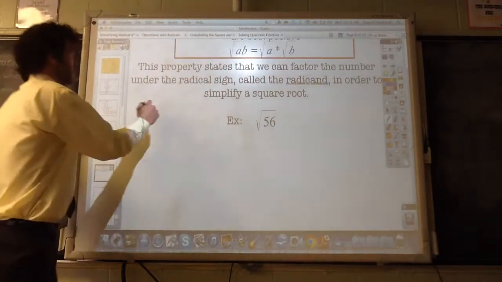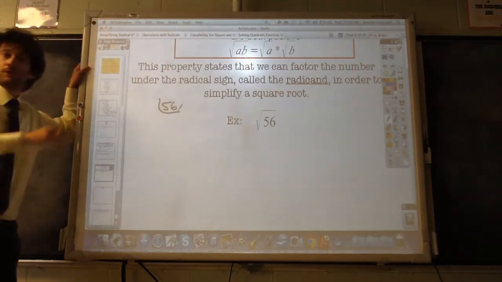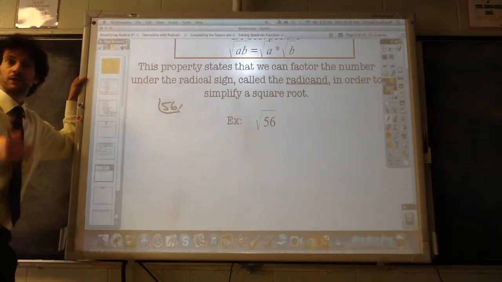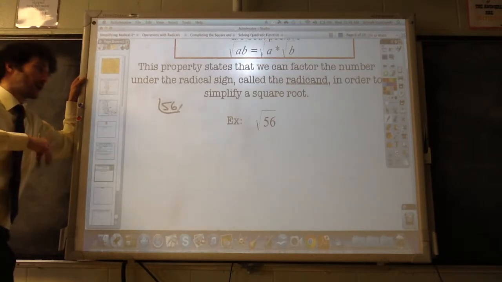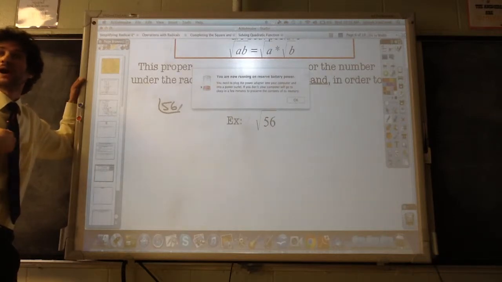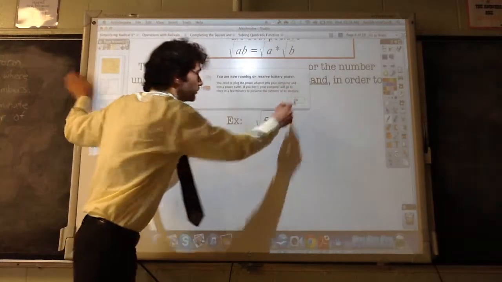So the first thing I would do is I would factor 56. So the way I'm going to show you on the first couple of problems is what I would call the long way. It's a way that works every single time. And then I'm going to tell you how I would do it, which is much quicker, but requires more thought. Okay?